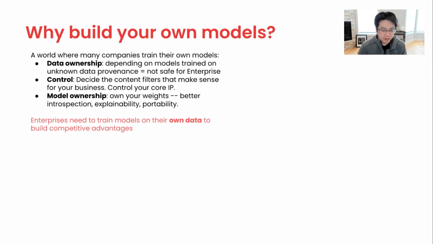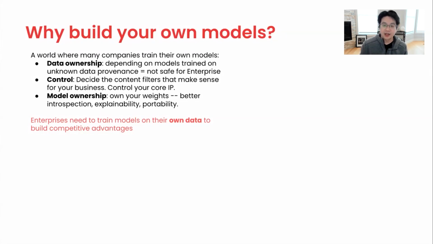The second piece is every business has their own content filters that actually make sense. And so you do want to be able to control what content to filter for your particular applications. And more importantly, if AI and ML is truly an integral part of your business model, then you do want to be able to retain that capability in-house because that's really where your core IP is.